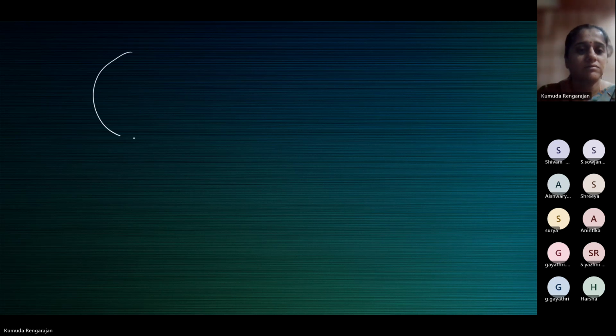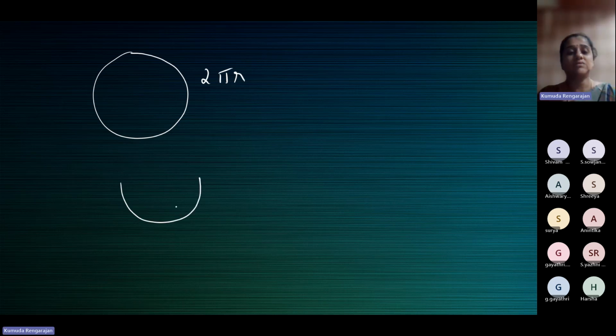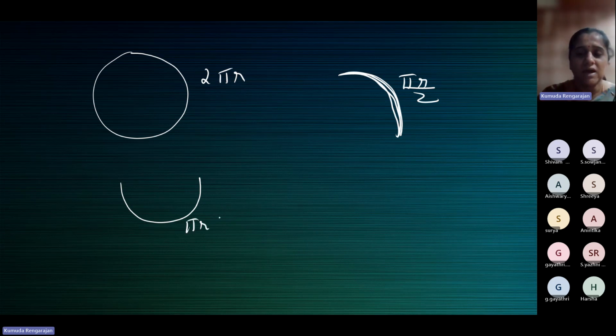See, the length of this one is 2 pi r. The length of this one, the semicircle, is pi r, that is 2 pi r by 2. The length of this one, which is a part of a quarter circle, a quadrant, the length of this arc alone is pi r by 2. Because this is 2 pi r, half of that will be pi r, and this is half of that, half of the semicircle. Quadrant meaning the arc in the quadrant.